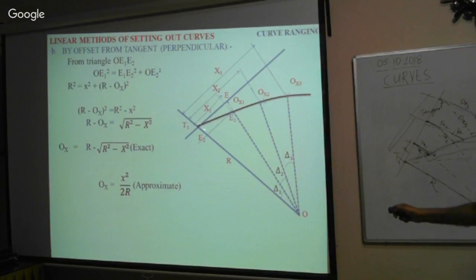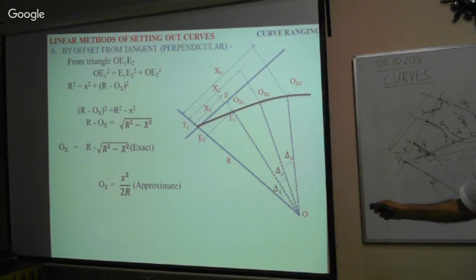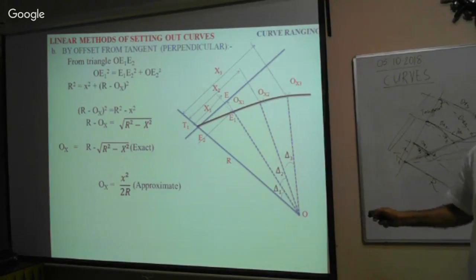Now let us solve this triangle, O, E1, E2. If we solve this triangle, our problem is solved. From here to here it is X. E1 is X. And what is this distance? From here to here it is R. Therefore OE2 is equal to what? OE2 is equal to R minus OX1. Then our problem is solved.